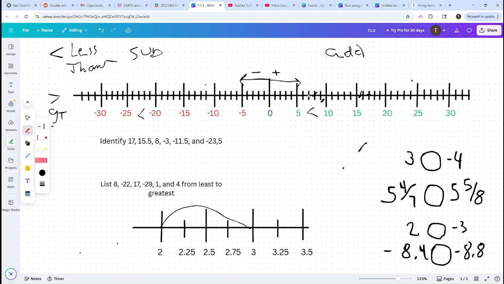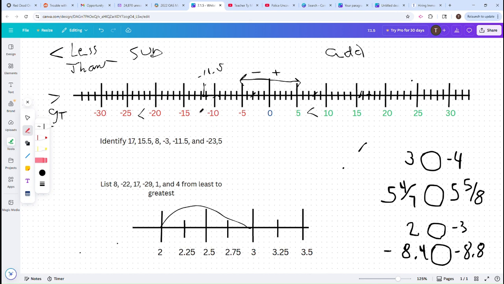3 past 5, 2 before 10. Negative 3 is 3 left of 0 and 2 right of negative 5. Negative 11.5, there's negative 9, negative 10, negative 11. I kind of got that out here, but it'd be right in between these two lines here, negative 11.5. Draw a line out there, negative 11.5. Yep.